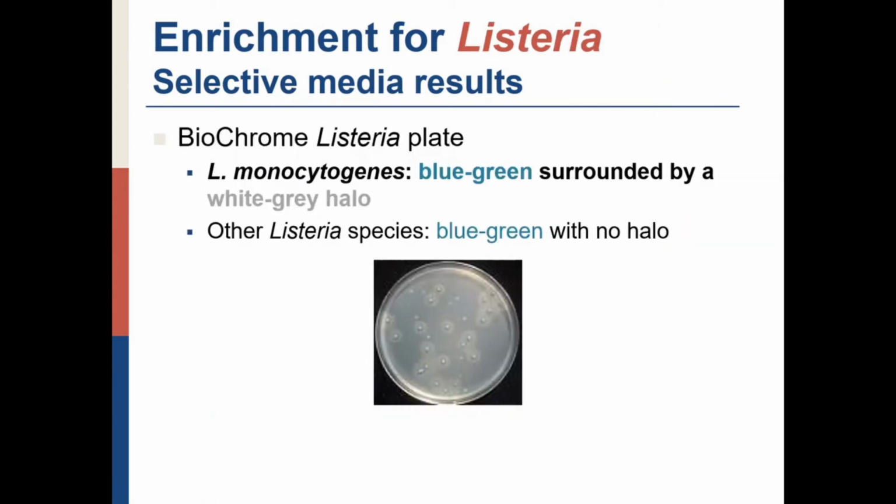Okay, so the next organism is Listeria. So for that, we use the biochrome Listeria plate. So for Listeria monocytogenes, it's going to be blue-green, and then it's going to be surrounded by a white and gray halo. Whereas the other Listeria species will also be blue-green, but there's not going to be a halo around them. So that's how you differentiate them, just the presence of this halo or not.